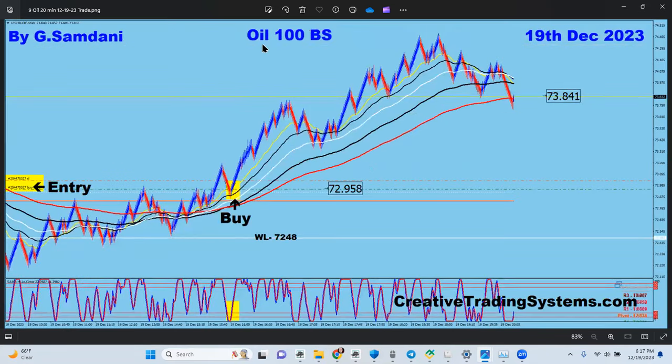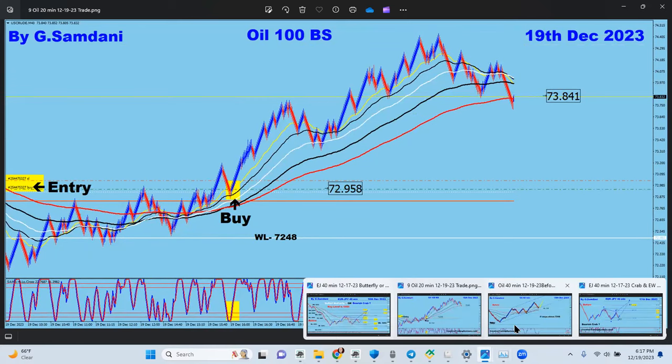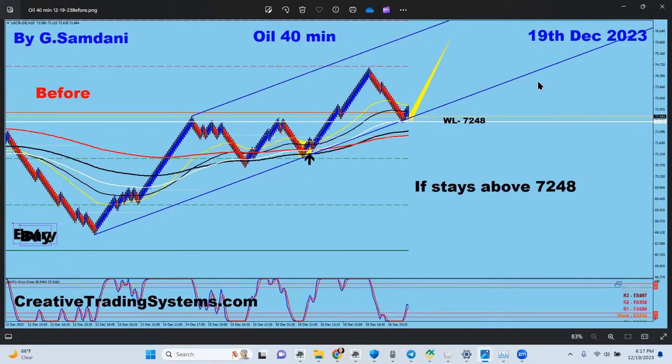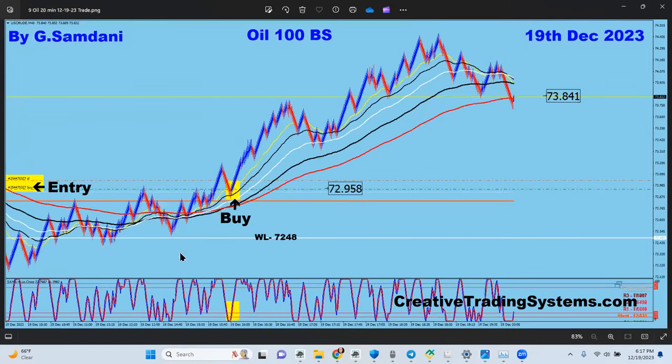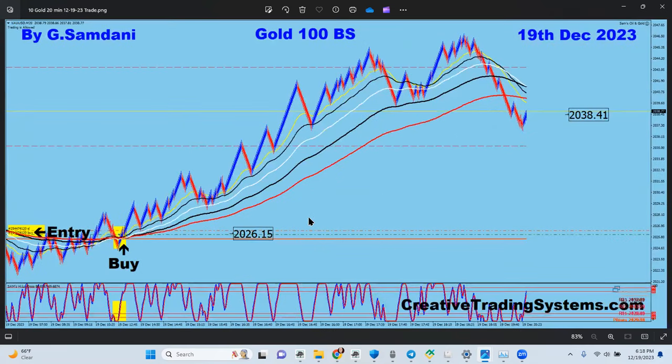But this one, oil, by the way, the oil chart I made and I posted. Let me show you if I have it. See this chart I made earlier today, that 72.48, and I said if it stays above 72.48, it will go to the upside, and so it went. 72.48 was above that, beautiful, and then here's the entry, and boom, gone. Right. So this one and this gold, same thing.